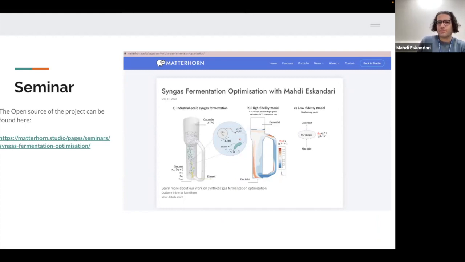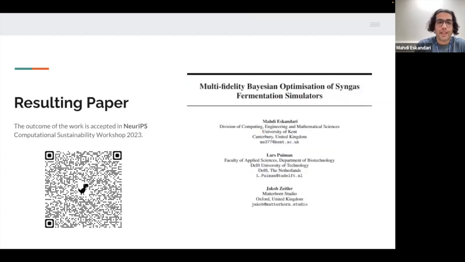All the open source code of this project and also the one-click run project of this code is available at the link that is provided here. And there is also one resulting paper of what I have discussed so far that is currently accepted at the NeurIPS ComSoc Workshop 2023. The paper is also available on arXiv, so you can have access to that.